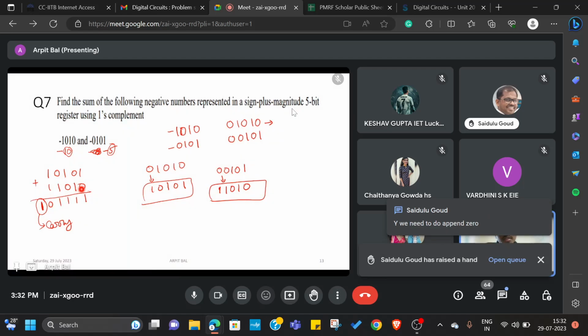Yeah, we need to append 0 because we need to put it in a 5-bit format. For 10, 4 bits are enough, but the question has asked us to represent it in a 5-bit format.